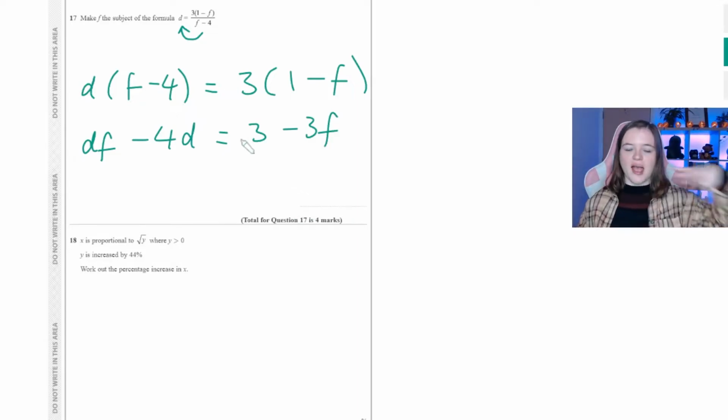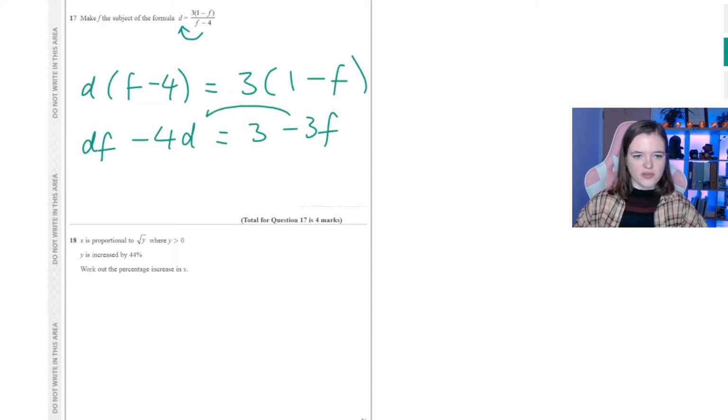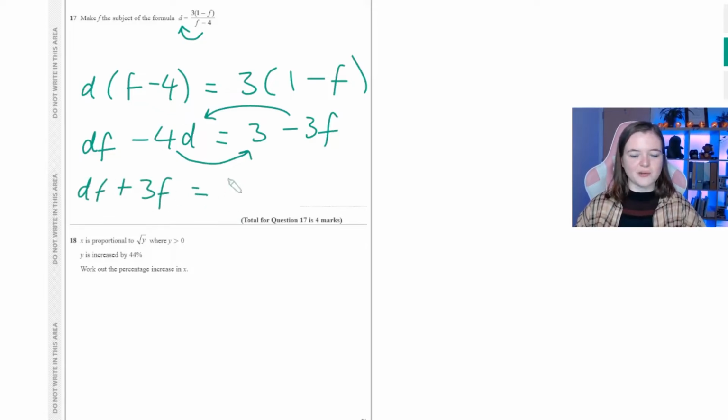because I want to try and get f's on their own. So let's bring them all together. Round up the family, right? So I'm going to add this 3f over there just to make the f's positive, then move that 4d over there, make them positive. Happy scenario all round. So then I'm going to get df plus 3f is equal to 3 plus 4d.